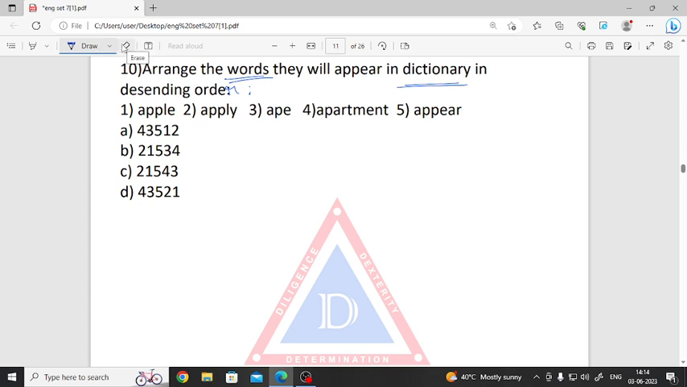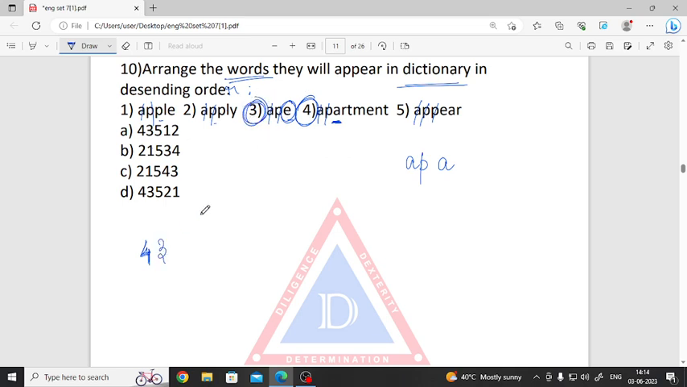All the words start with A. So A is complete. Then what do we have in all the words? We have P. Again P is complete. Then P, P, E, A. See, we are getting A over here. Then we are getting P. That means 4 should be first in the dictionary. Then apartment is completed. Now after AP what do we have? E, because the rest of the words have the third letter P. So E means 3.